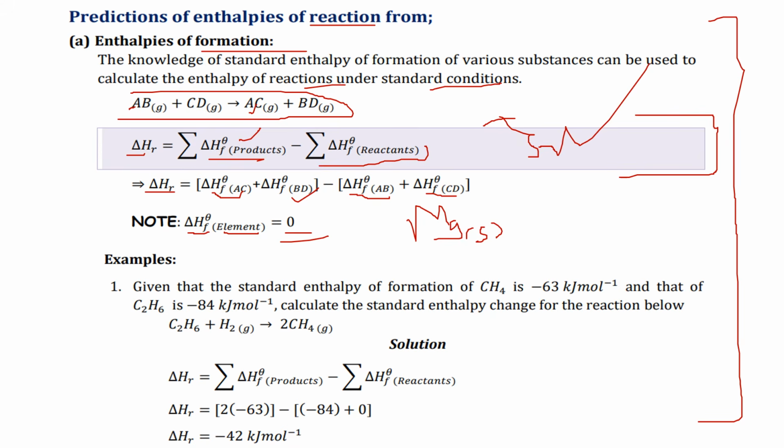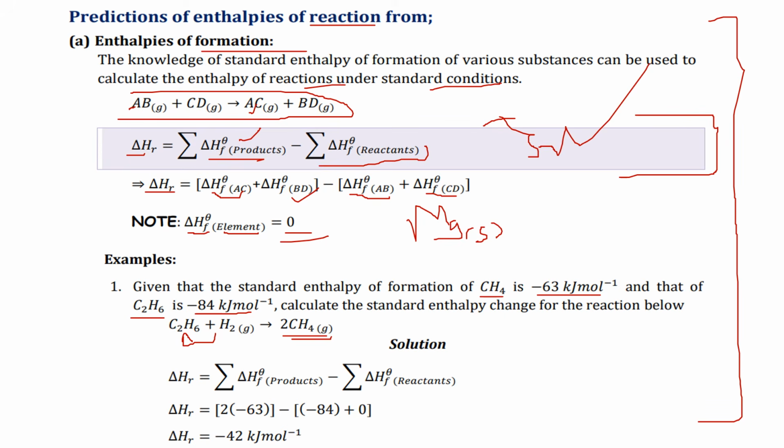So, an example under that: you are given that the standard enthalpy of formation of methane is negative 63 kilojoules per mole, and that of ethane is negative 84 kilojoules per mole. Now you are being prompted to calculate the standard enthalpy change for the reaction below, when you hydrogenate ethane to form methane.